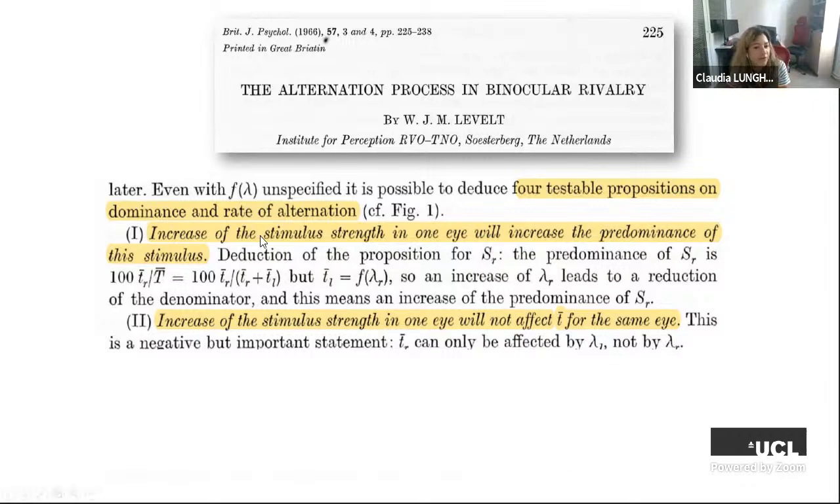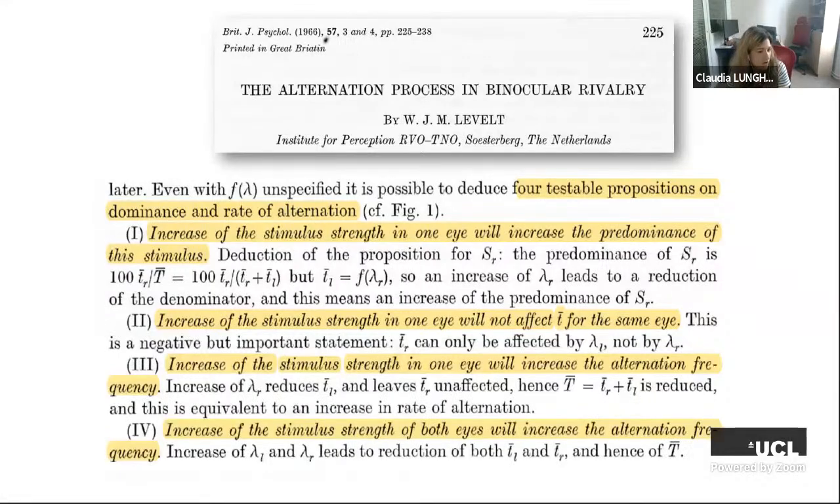And most of the time, the second proposition still holds. The third and the fourth propositions actually just derive from the first two. So increasing the stimulus strength in one eye will increase the alternation frequency. Of course, if we reduce the mean phase duration of the other eye by increasing the stimulus strength of one eye, this will result in faster alternation overall. And the fourth proposition is straightforward from what we've seen before. It's simply that increasing the stimulus strength of both eyes increases the alternation frequencies.